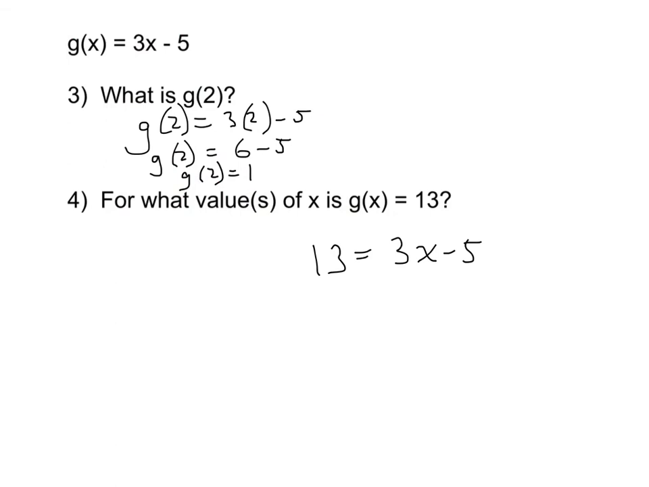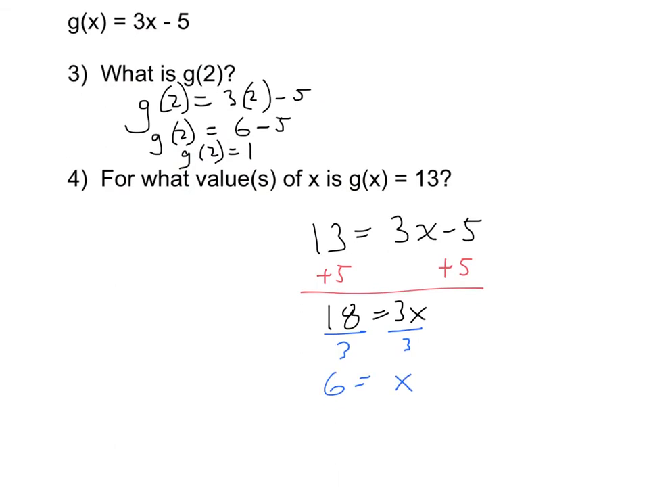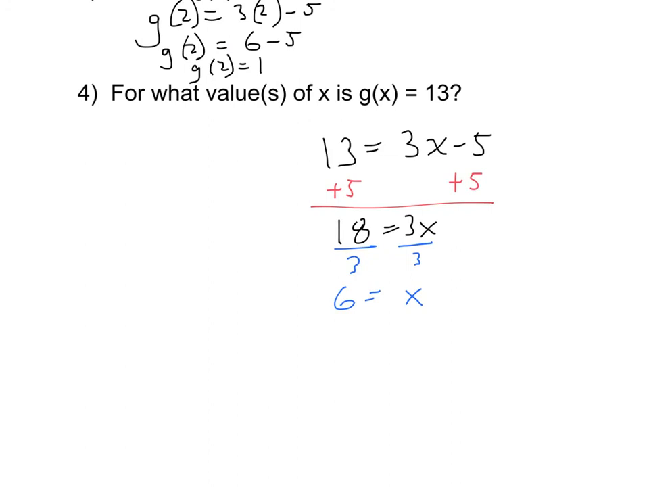So we have to figure out this equation. When is the output 13? In other words, when is 3x minus 5 going to be equal to 13? To solve this, I would just add 5 to both sides. That would be 18 equals 3x, and I can divide both sides by 3, and we get x equals 6. So to answer that in a complete sentence, we would say this: the output of our function is equal to 13 when the input is 6.